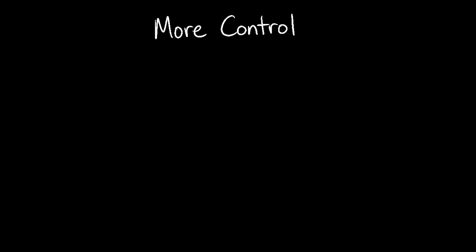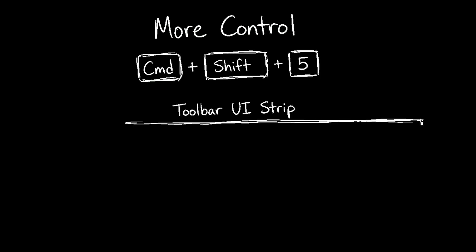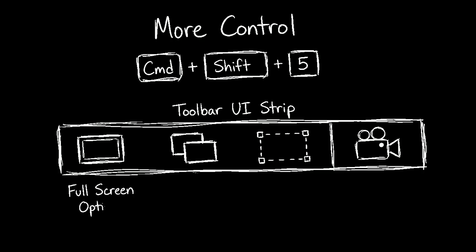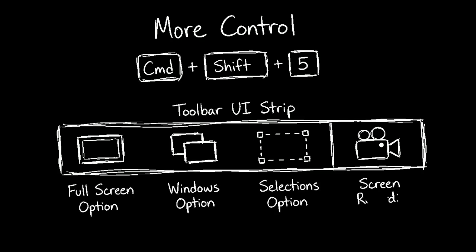For more control, press Command, Shift, and 5. The screenshot toolbar appears with options for full screen, windows, selections, and screen recording.